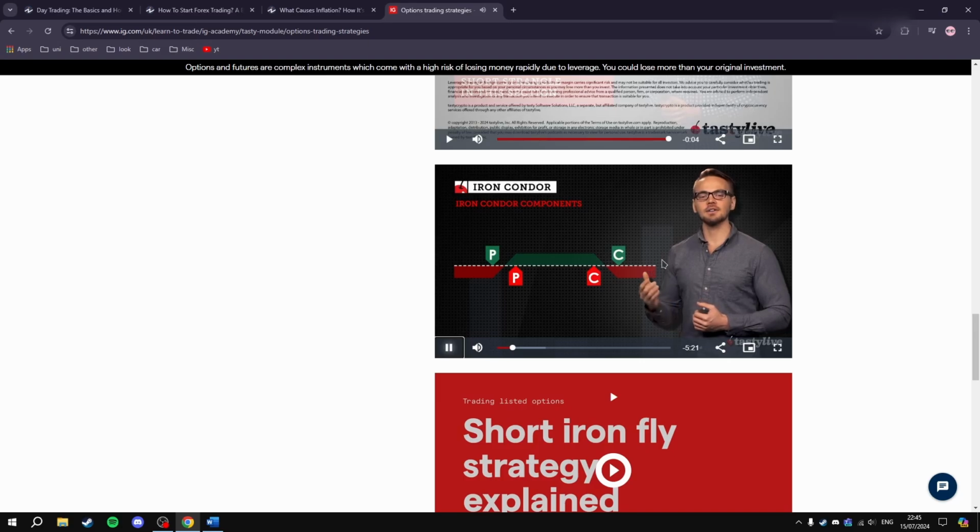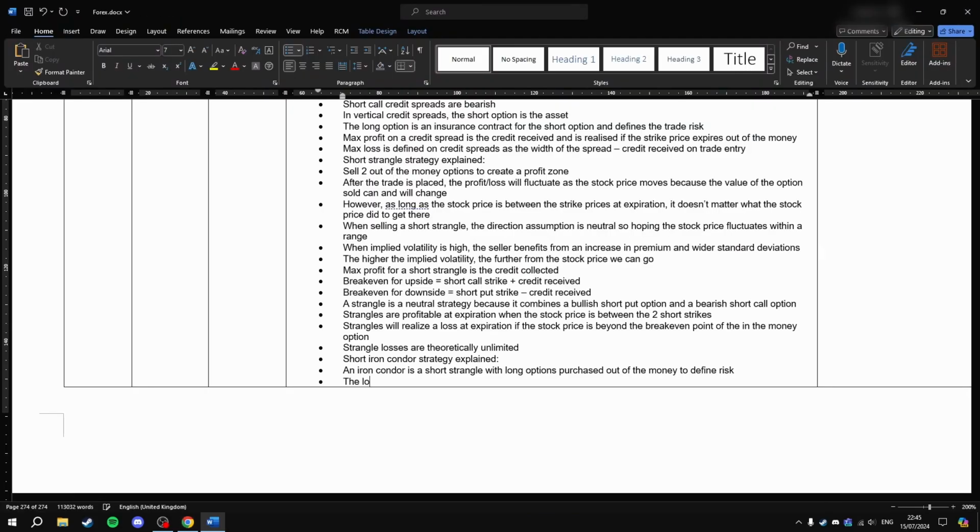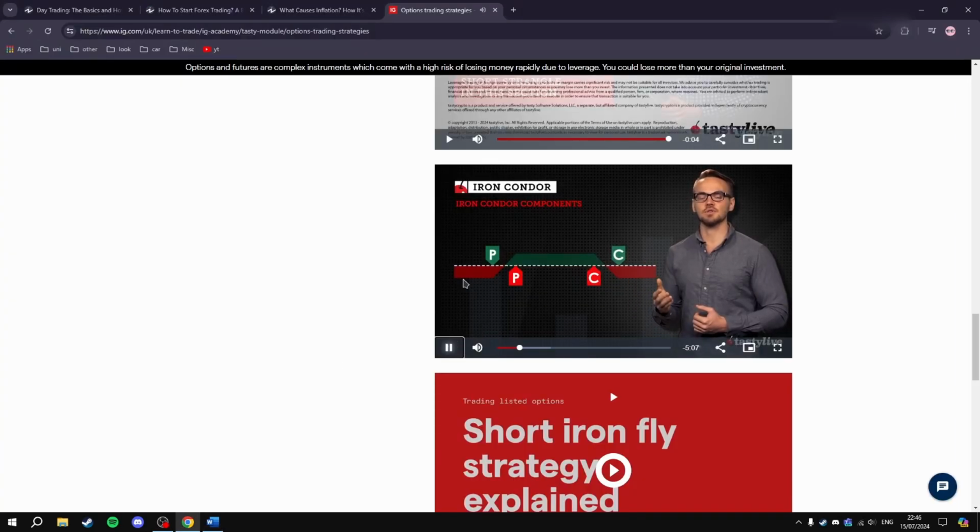In other words, an iron condor is nothing more than an out-of-the-money short put credit spread combined with an out-of-the-money short call credit spread sold at the same time and in the same expiration cycle. The long options reduce the credit collected on the trade, since we're paying to insure the risk on the short options, but it's a very similar trade when compared to a strangle nonetheless.